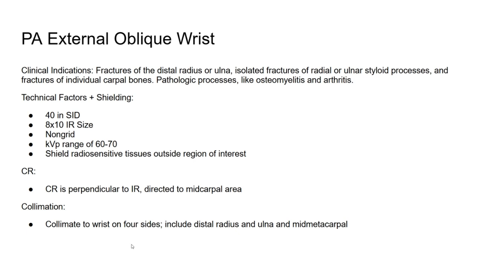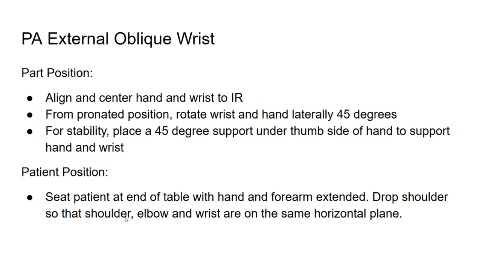and bottom collimation sides. Now for part positioning, you're going to align and center that hand and wrist to the image receptor. From a pronated position, you're going to rotate that wrist and hand laterally to about 45 degrees. It's a pretty slight alteration. It's very easy to achieve 45 degrees with a hand or wrist. So keep that in mind.